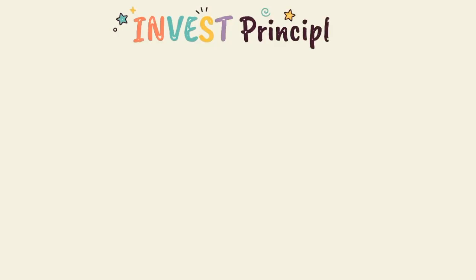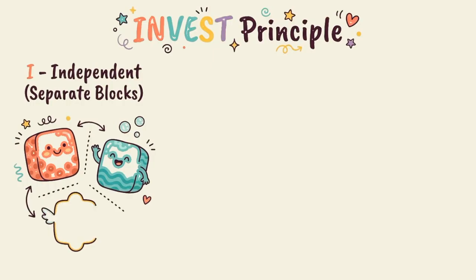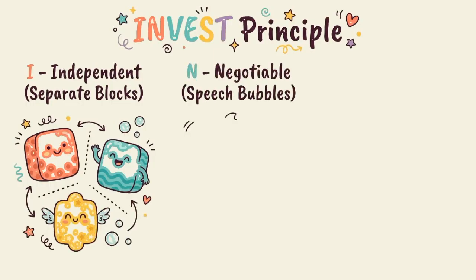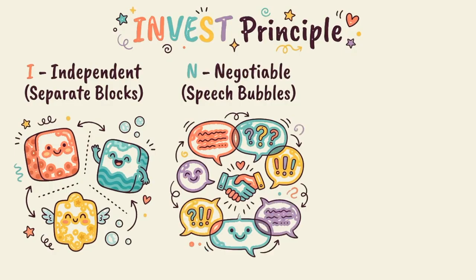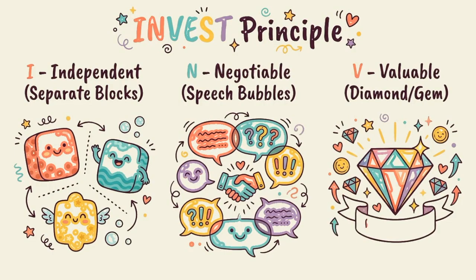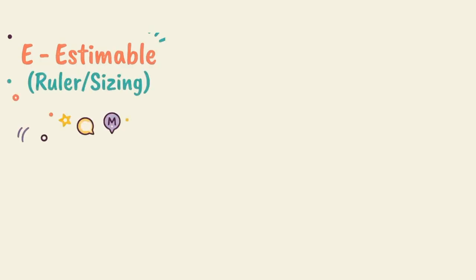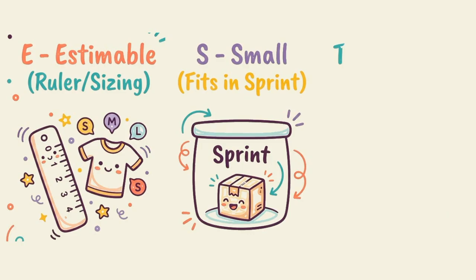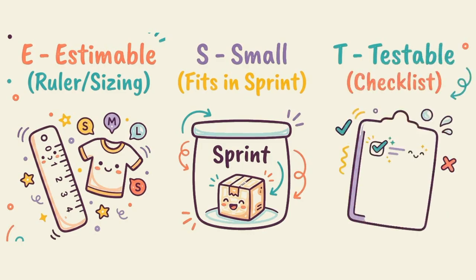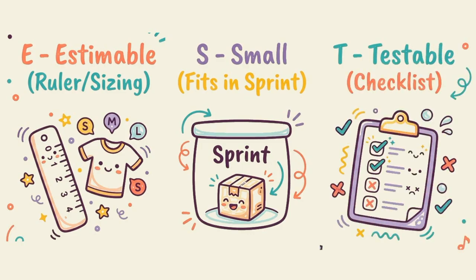To make stories effective, use the INVEST principle as a quick quality check. Stories should be independent so they do not block each other. They should be negotiable, meaning they invite discussions, not act like fixed contracts. They must be valuable, delivering real benefits. They should be estimable so the team can size them. They must be small enough to fit in a sprint. And finally, they should be testable with clear pass or fail outcomes.